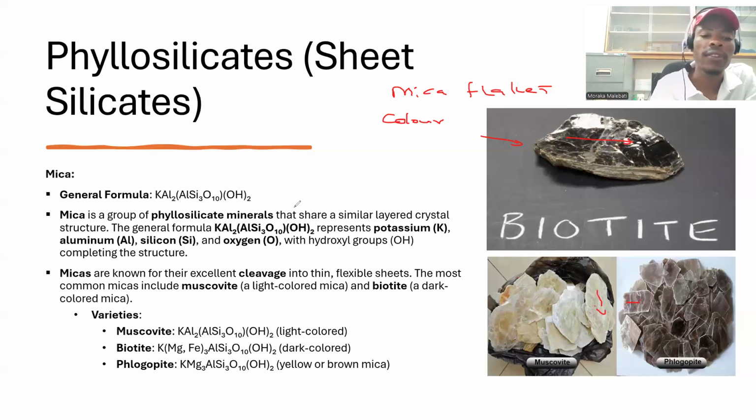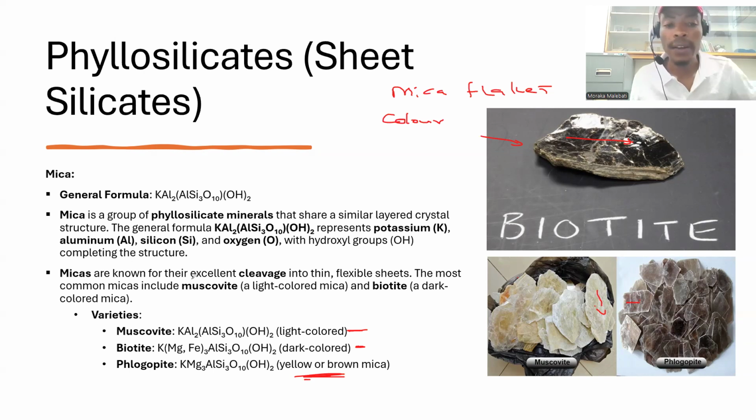So that's how you can differentiate them based on the color. That's why we say muscovite is light colored, and biotite is dark colored, and phlogopite can be a yellow or brown mica. And then these are the general formulas.